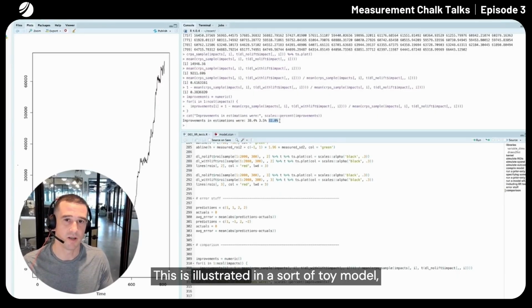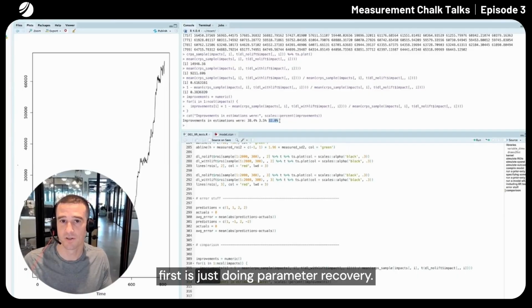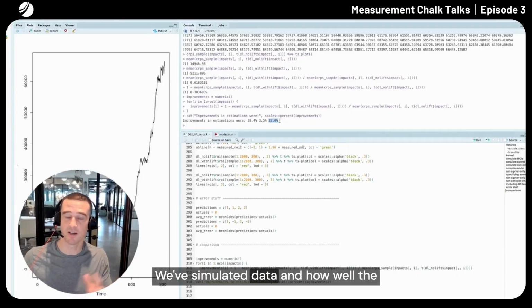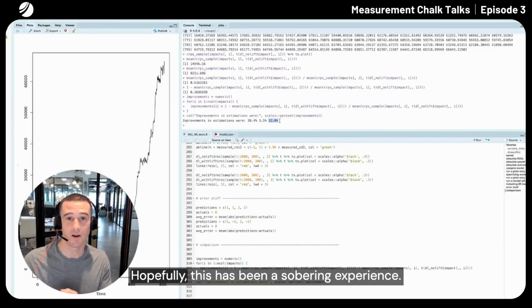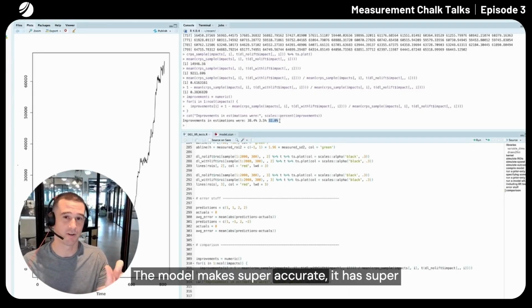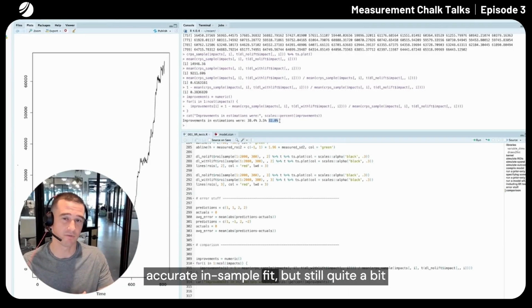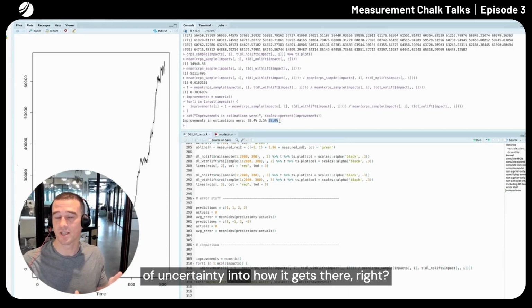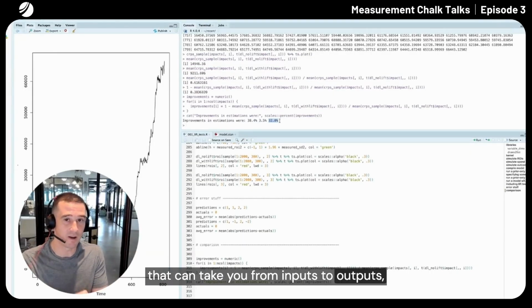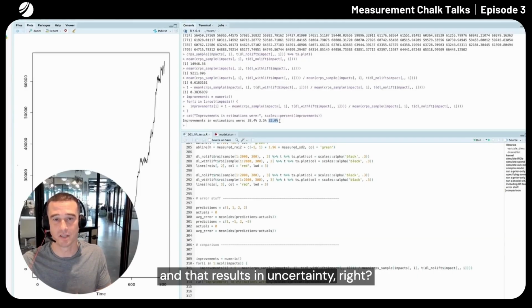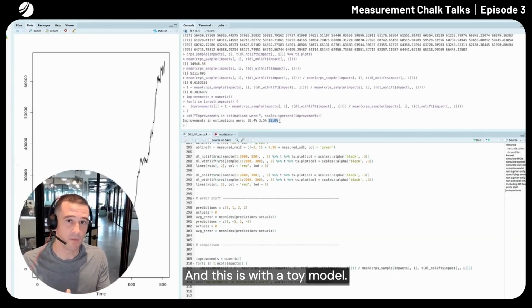This is illustrated in a sort of toy model, the value of doing a lot of things. The first is just doing parameter recovery. We've simulated data and seen how well the model can do at recovering these ROIs. Hopefully this has been a sobering experience. The model has super accurate in-sample fit, but still quite a bit of uncertainty in how it gets there, right? There are a lot of different versions of reality that can take you from inputs to outputs, and that results in uncertainty, right? And this is with a toy model.